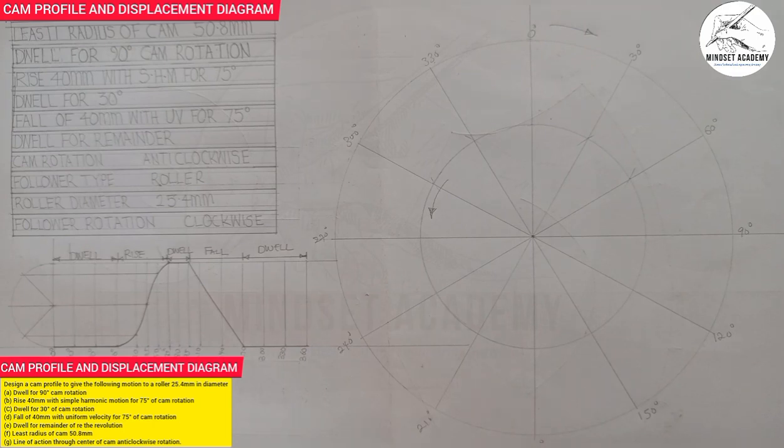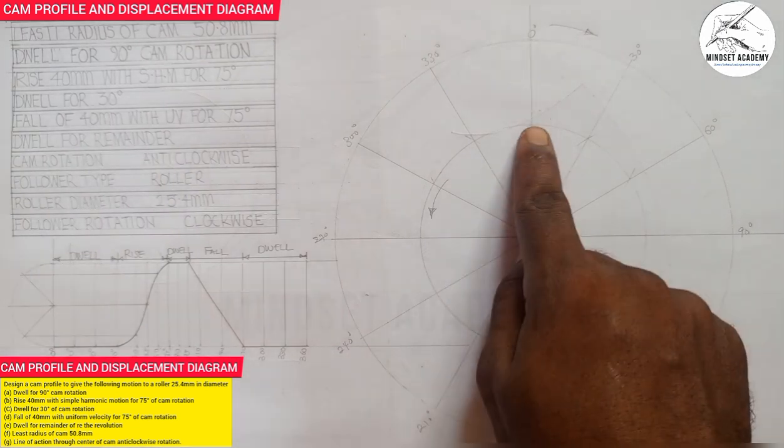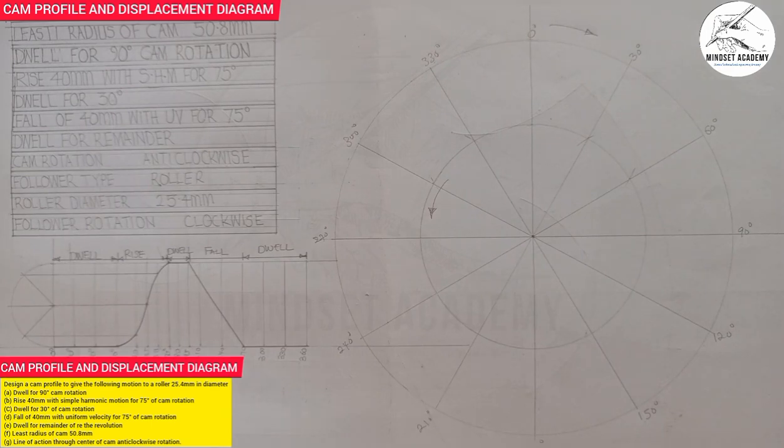Can you see that? So we start and see what we can actually do here. What we are told is that it is a roller, right? So the roller will be at this point here. This is where I'm going to draw out the roller. Before I start, we are given that for the first 90 degree, it is dwelling, it is at rest.